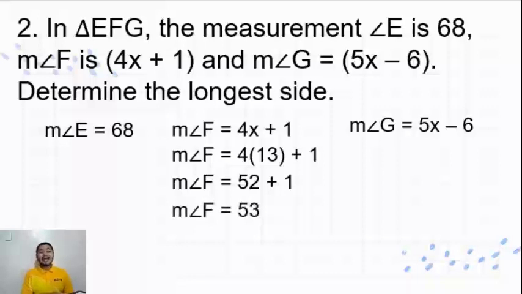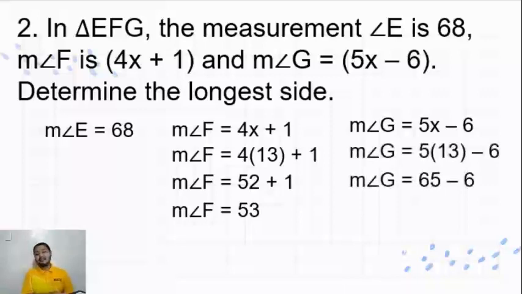Tapos, yung measurement ng angle G naman, so again, evaluate yung 5x minus 6, na kung saan yung value ng x is 13. So, 5 times 13, that is 65. So, ano yung magiging sukat ngayon ng angle G? That will be 59.